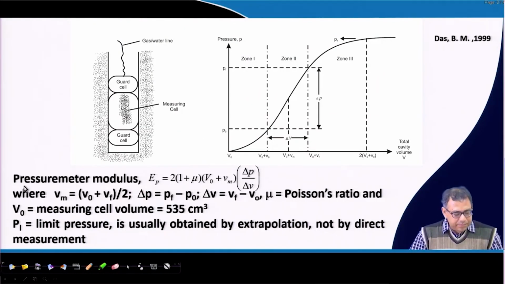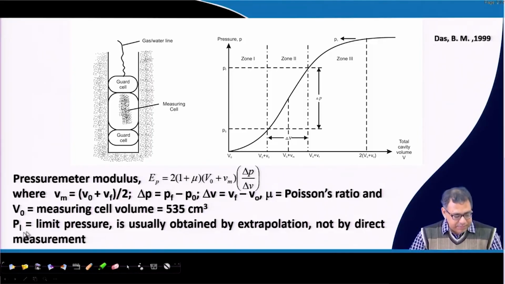Now, from these values I will get the pressuremeter modulus, which is EP. Here, delta P is the difference between PF and P0, and delta V is small Vf minus small V0. Capital V0 I know, that is 335 cubic centimeters in most cases. Mu is the Poisson ratio of the soil. So, I will get the pressuremeter modulus EP.